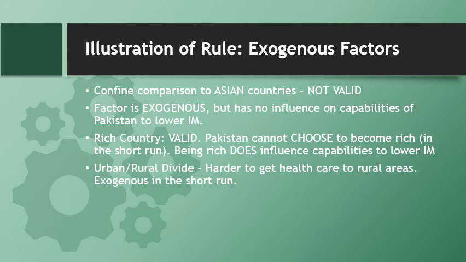So for example, we can say, let's compare Pakistan only to countries in Asia. These are similar. Well, according to our rule, this is not a valid factor. Asia is an exogenous factor. Pakistan can do nothing about being inside Asia or outside. It cannot choose to leave Asia. But being in Asia doesn't affect Pakistan's capability to lower the infant mortality. So even though it's exogenous, it's not relevant to the issue we are studying.